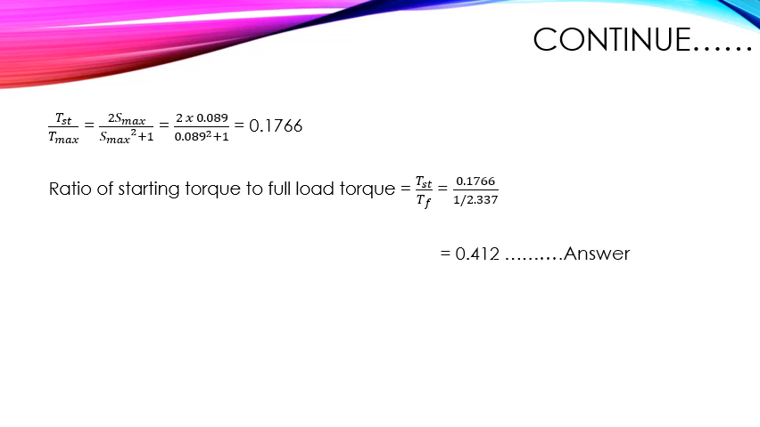Then to get the ratio of starting torque to full load torque, first find out the ratio of starting torque to the maximum torque, and the equation is 2 times Smax divided by (Smax square plus 1), right? So the ratio is 0.1766. Now get the ratio of full load torque to maximum torque and then starting torque to the maximum torque to get the ratio of starting torque to the full load torque. So the ratio is 0.412, and that is the answer.